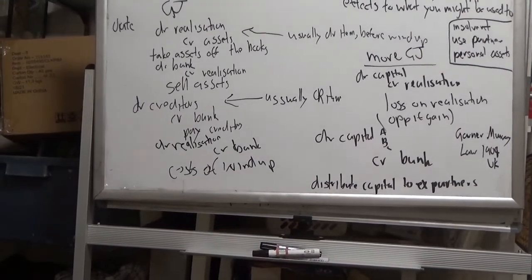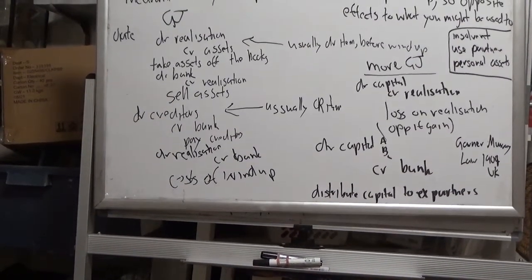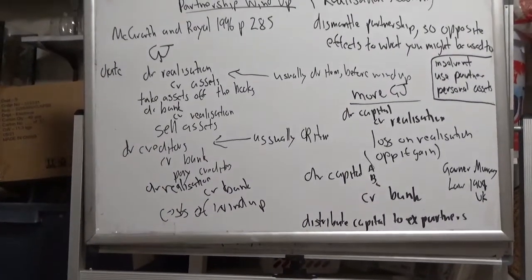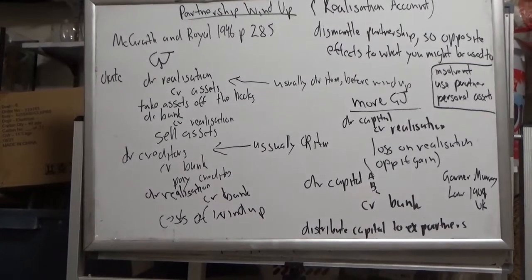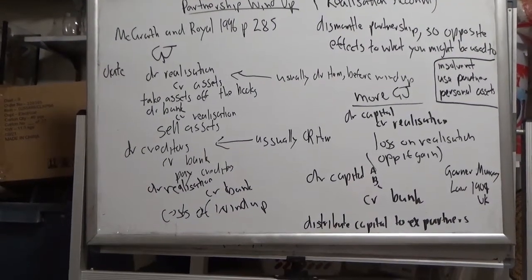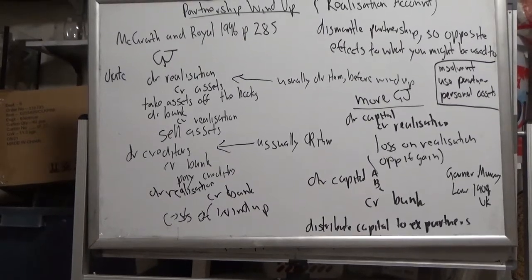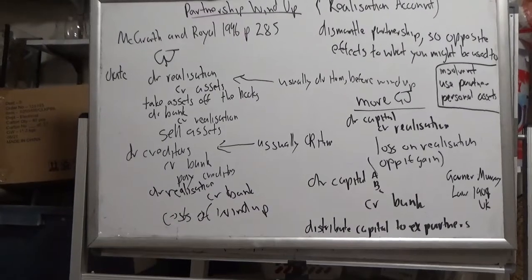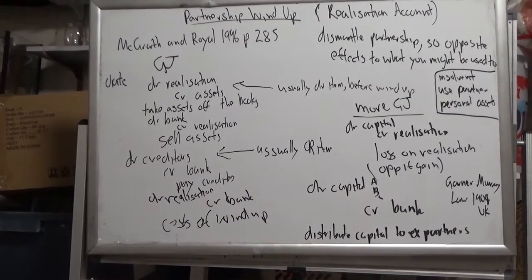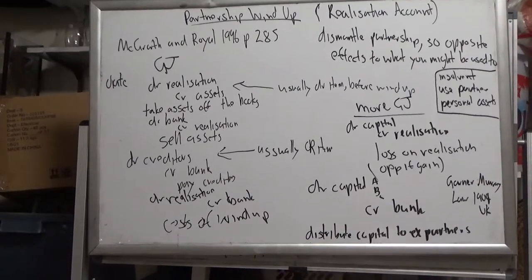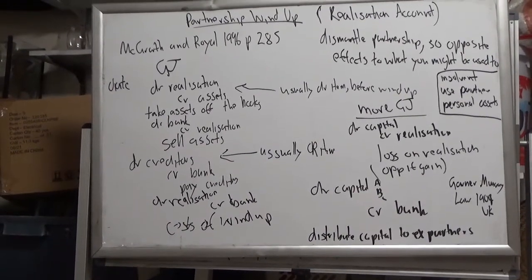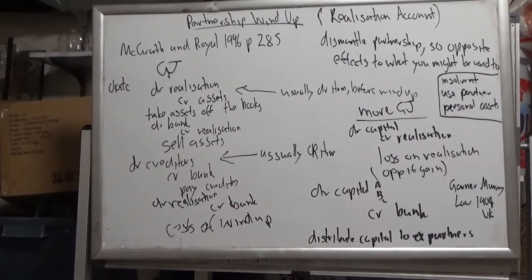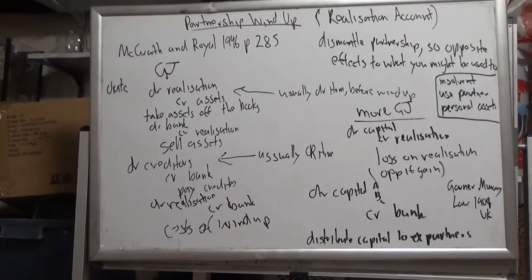Costs of wind up would be around step 2. Debit realisation, credit bank, costs of wind up. So all the general journal entries like paying your creditors, settling partner loans, settling liabilities, things like that, if you're given that in the question, costs of the partnership dissolution, all go in here. And it's only right at the end that you can take the assets off the books, around step 4, and finally the final step, step 5, selling the assets.